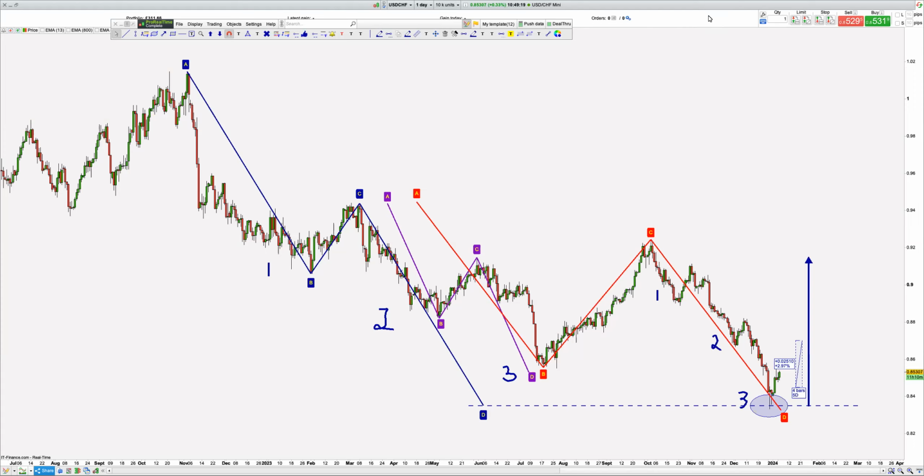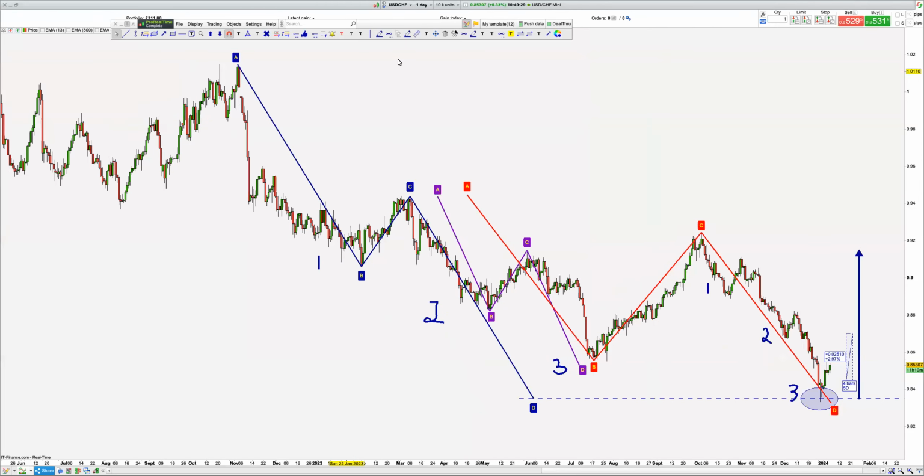As you can see on the screen, there are three AB equals CD patterns. There's nothing difficult to understand about them, just that harmonic patterns, if you have a look at the previous videos, are movements in price in markets that show up in the chart and are very representative of human psychology. So let's start here with the blue AB equals CD.